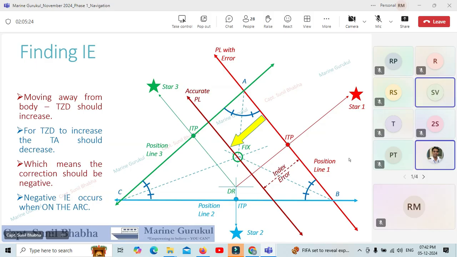So then this error PL will always move away from the body only, right? In all the cases? Not always, beta. There can be a scenario where you move towards the body. That depends upon the question setter. So if it moves towards the body, you know the index error has to be off the arc. Then the fix has to be outside this PL with error. For a body to move towards the star, the fix has to lie outside the error PL. Yeah, that's correct. Either the fix has to lie outside, or maybe the azimuth of the stars are something else which makes it possible. Okay.